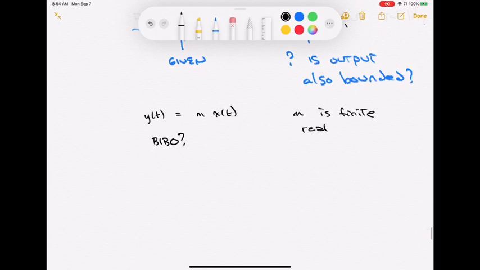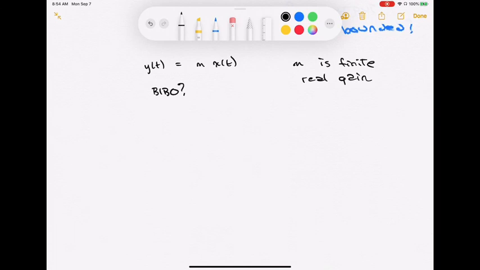real gain factor, right? It wouldn't make any sense to have a system that had an infinite amplifier. So that's not really in the realm of practicality. So we're talking a finite gain factor, and we're wondering, is this BIBO stable? What am I looking for? We're looking at mathematically something like this.